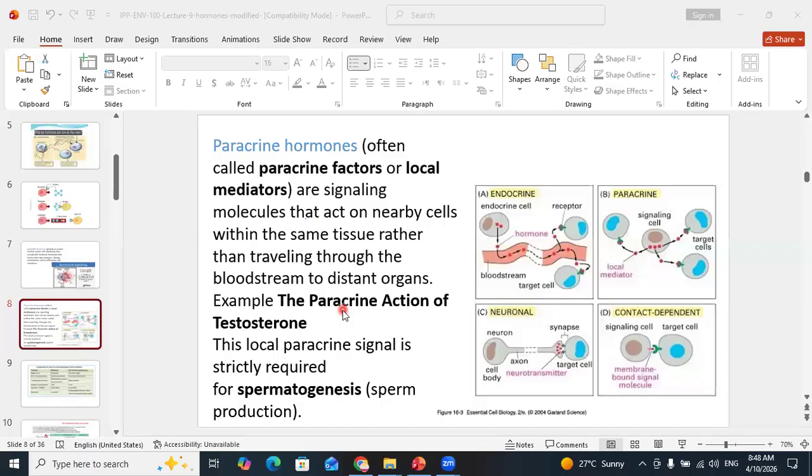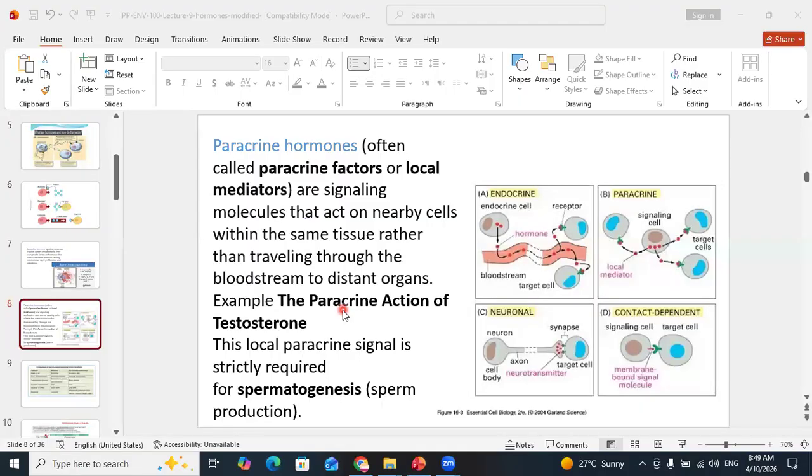This local paracrine signaling is strictly required for sperm production. When testosterone is produced from the testes, testes are the male reproductive organ, and testosterone is the name of the hormone produced from testes. So it binds to the neighboring cell, and it causes the process of sperm formation. The technical word for the process of sperm formation is spermatogenesis.